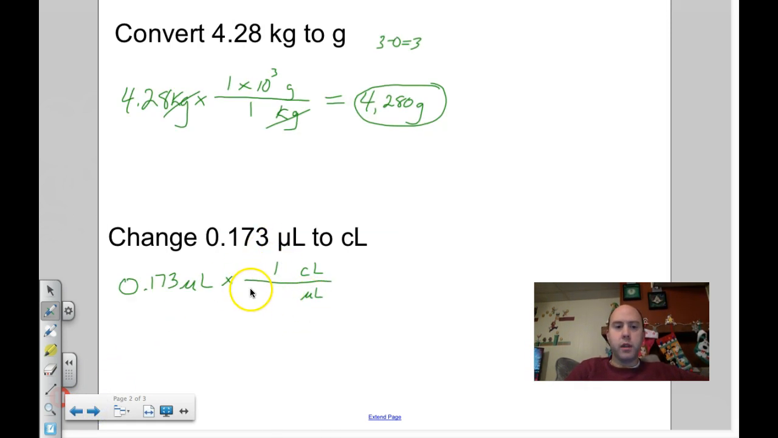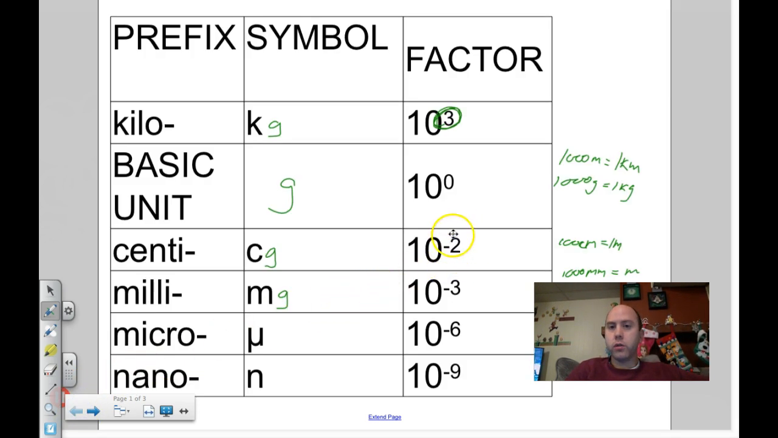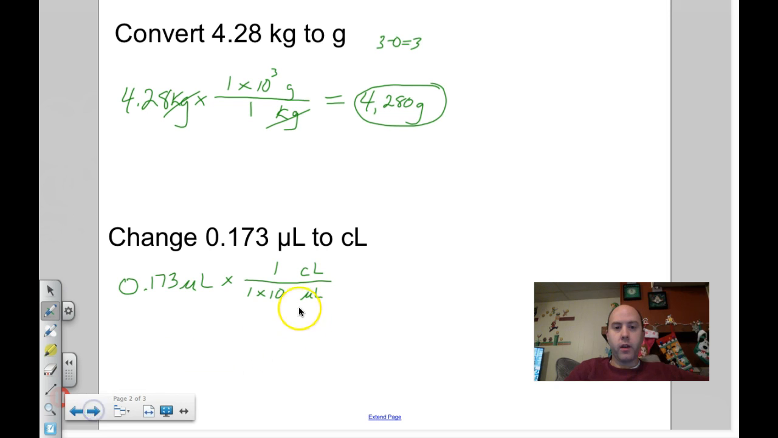For the bottom, I've got to figure out the exponent. So I do 1 times 10 to the, I've got to figure out the exponent. So again, you go to the factor. You do the higher order number, in this case -2, minus the lower order, in this case -6. So -2 minus -6. And what does that equal? Should equal 4. So this is going to be 1 times 10 to the 4 on the bottom. Or you can say that's 10,000, by the way.